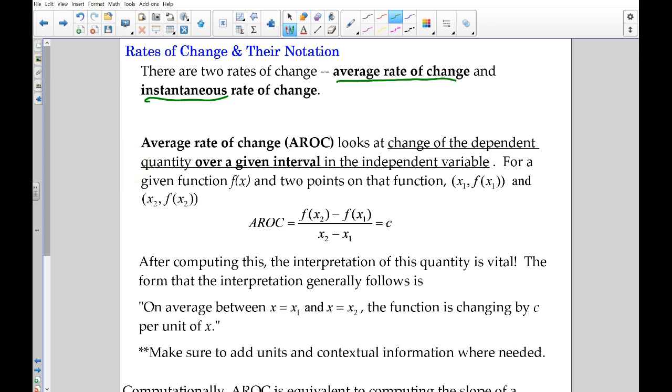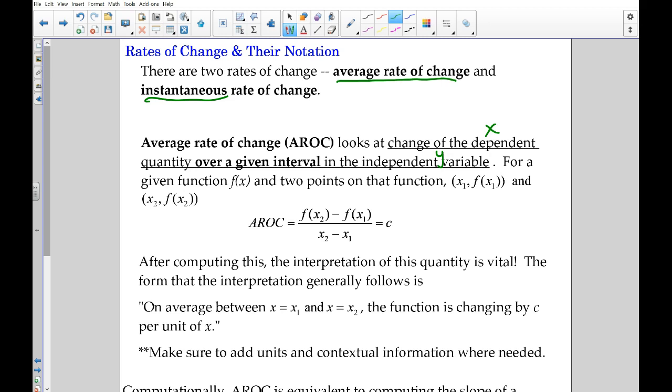So average rate of change looks at the change of a dependent quantity over a given interval. We have to have a period over which we're looking at the independent quantity, x, and then the change that it produces in the dependent variable, y. So in other words, how is y changing as x changes from this value to that value?